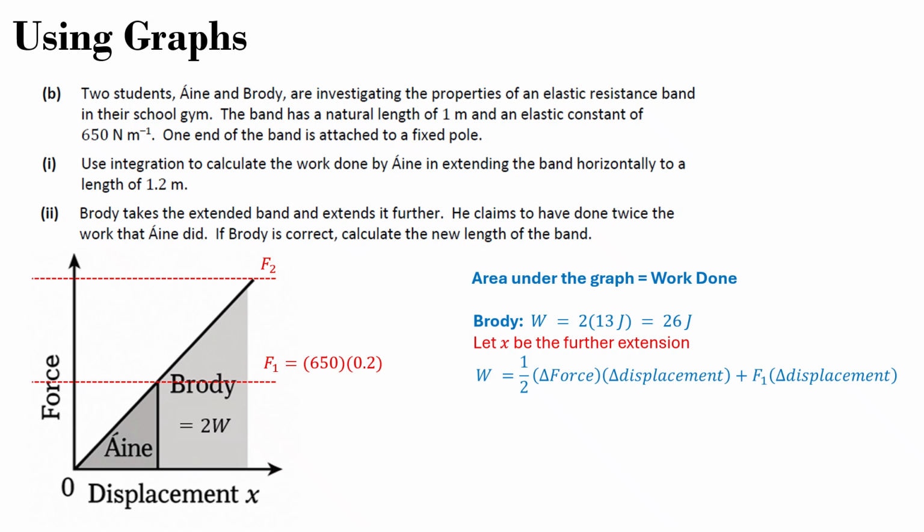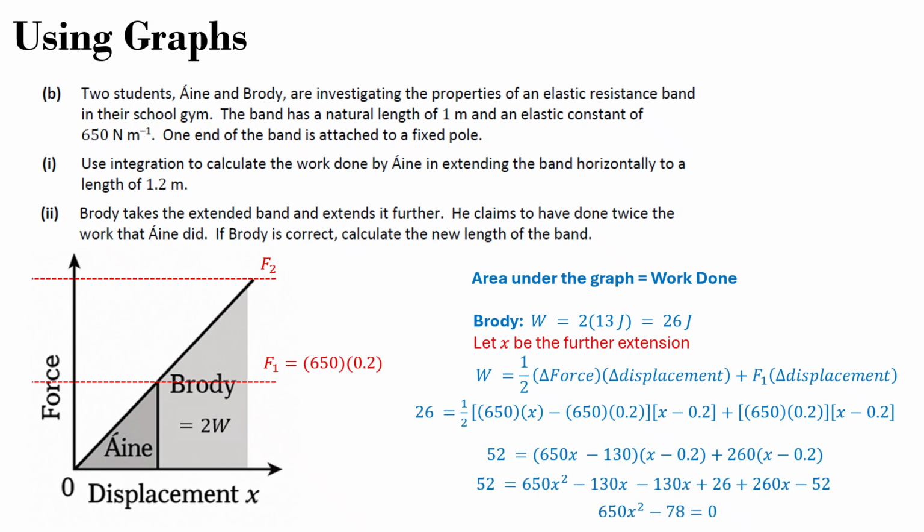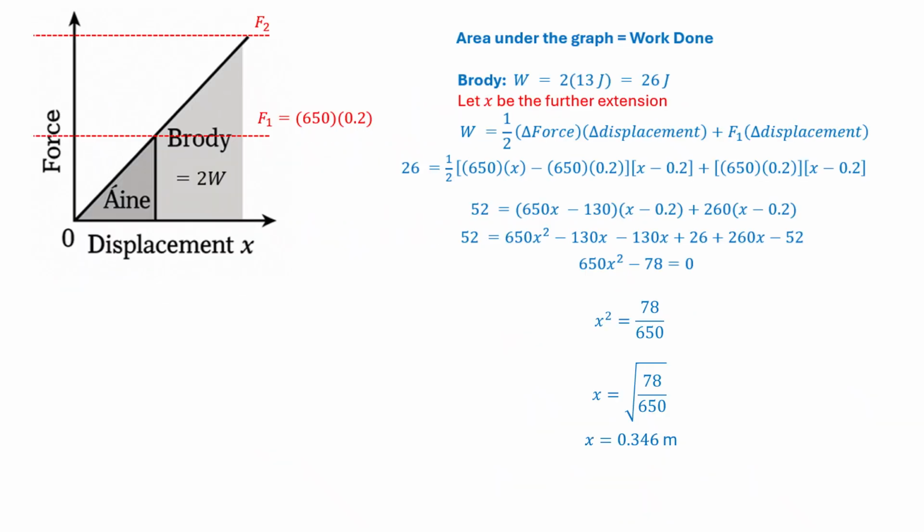Change in displacement, again, the same. We know that the first displacement is 0.2. We don't know the other, so we'll call that x. So this is what it turns out as. It's not very nice, it's not very pretty, but it actually all simplifies down to the exact same thing. So when we work that through, we get the same answer.